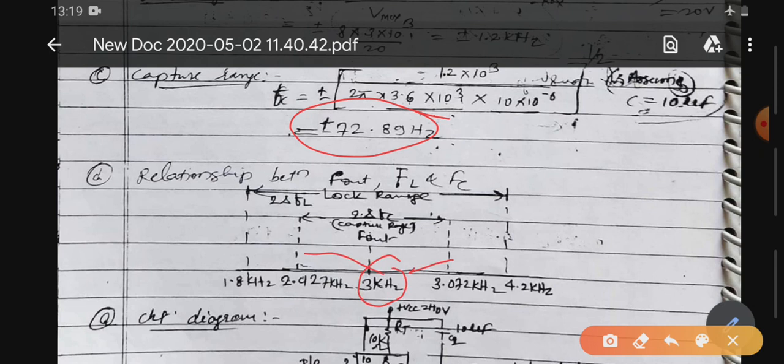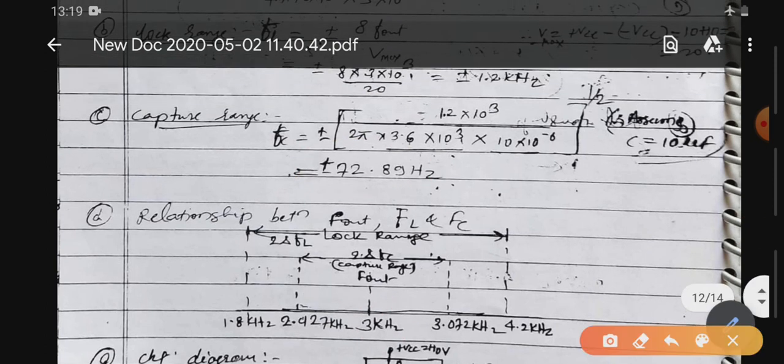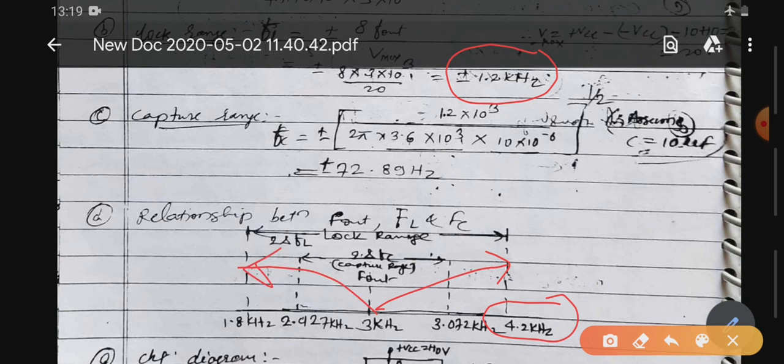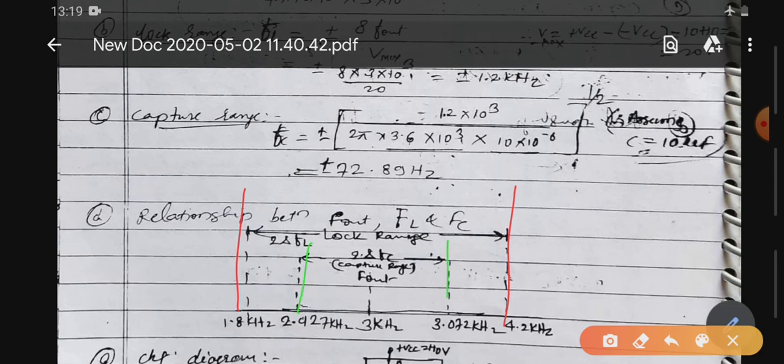Similarly, we have also got the value of lock range with plus minus 1.2 kilohertz. So add करके जो value आएगा, that is 4.2 kilohertz, that will be the upper edge of lock range, and minus करके जो value आएगा, that will be the lower edge of lock range, it is 1.8 kilohertz. Okay, so lock range will be within this range and capture range will be within this range.